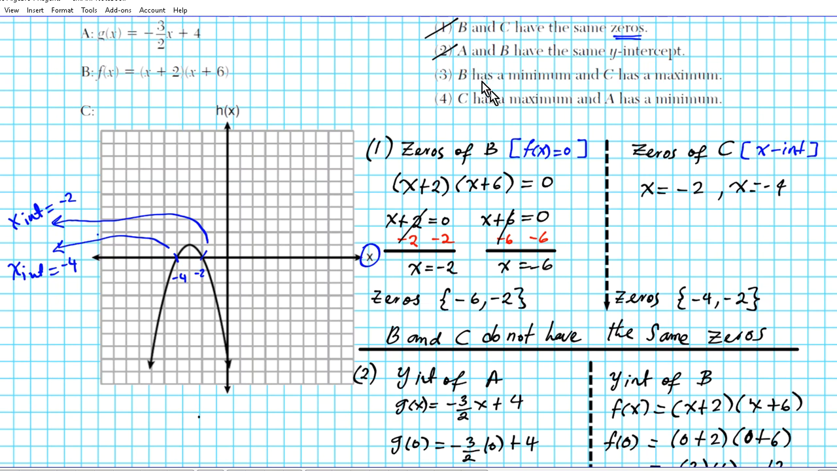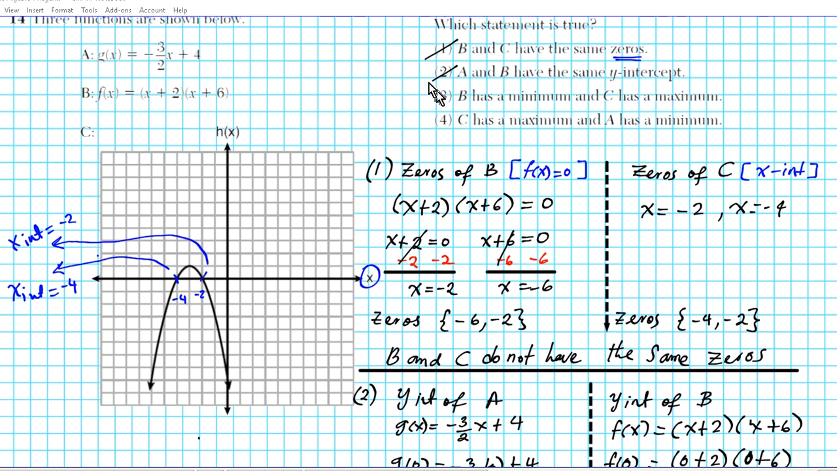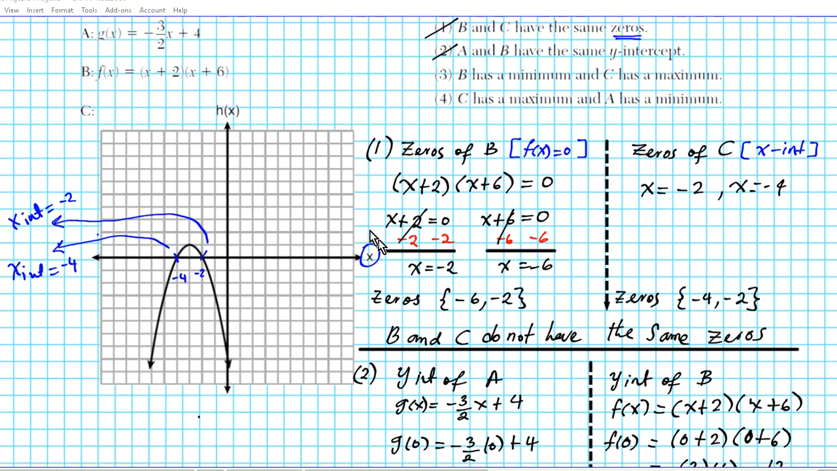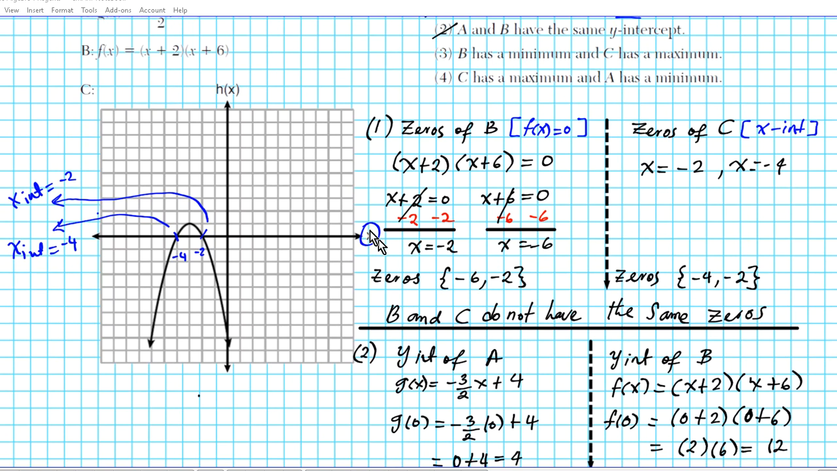Option 3. b has a minimum and c has a maximum. So for option 3, it's looking at maximum and minimum here. Now for these two, if you look at b and c, they're both quadratics. If you want to determine if a quadratic has a maximum or minimum, you look at the opening of the graph. Or you can think about it as the mood of the parabola. Is it a happy parabola or is it a sad parabola?